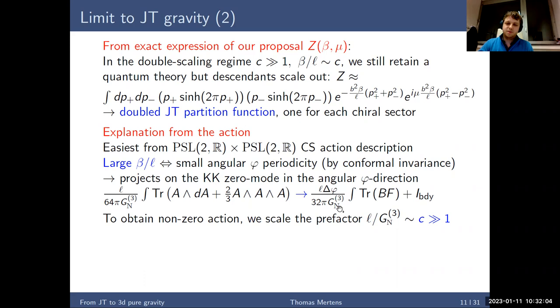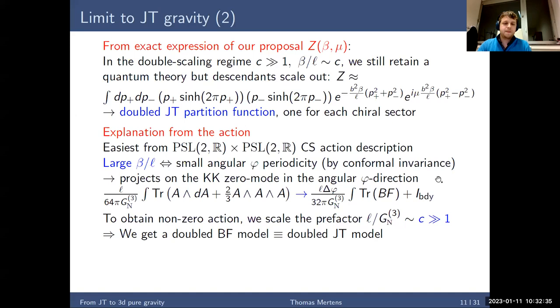So it looks like the action would become zero unless we scale the prefactor in a way such that the other factors go to infinity, so that the product of these two factors remains finite. And these factors are precisely L over G_N, which is, C is the Brown-Henneaux central charge. So that one has to go to infinity in a suitable way so that this entire prefactor becomes finite. So that's precisely this double scaling regime that we observed here, but now at the level of the action of the first order formulation of 3D gravity. So we end up with a doubled BF model based on the PSL2R group. And one BF model was precisely the first order formulation of JT gravity. So this shows at the level of the action how you would get something that looks like two copies of JT gravity, as we have observed already at the level of the partition function.